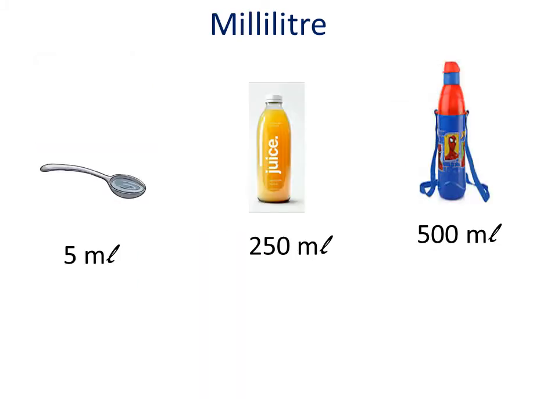Milliliter. Milliliter is the unit for measuring smaller amounts. We write ml for milliliter. A milliliter is a smaller measure than a liter. Here you can see a spoon filled with water, so it can hold only 5 ml of water in it. Next is a juice bottle which can hold 250 ml of juice. Next, a water bottle which can hold 500 milliliters of water.